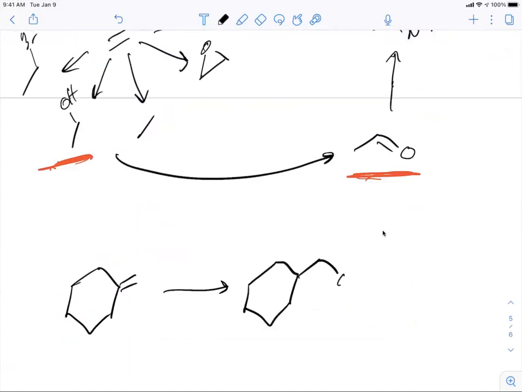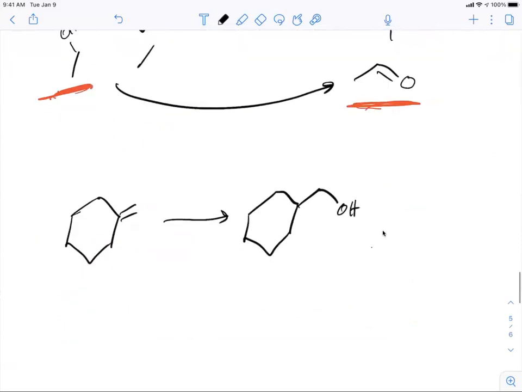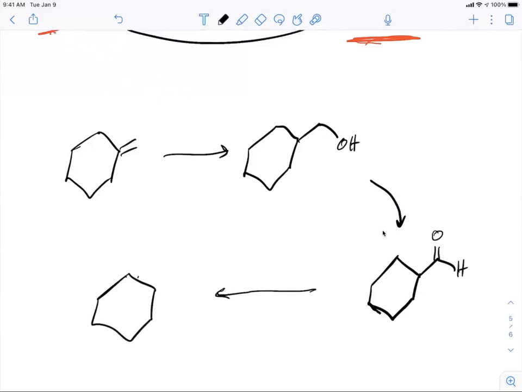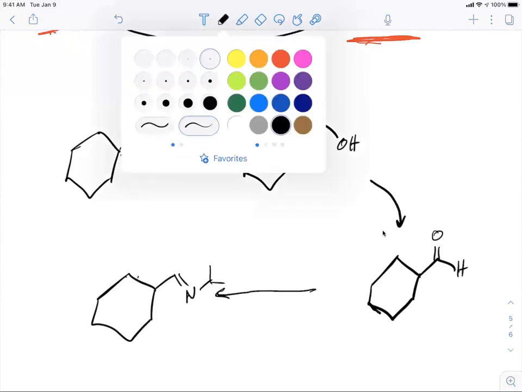And I'm going to make this alcohol, and then this alcohol is going to turn into this aldehyde. And then this aldehyde is going to turn into my imine. So then first step, right? Now we think about our reagents.